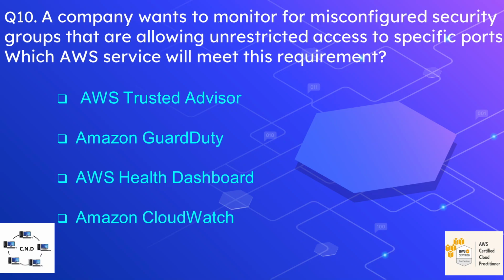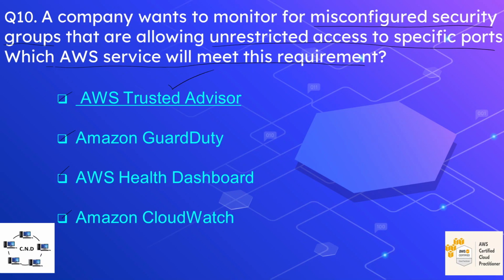Question number 10 is: a company wants to monitor for misconfigured security groups that are allowing unrestricted access to specific ports. Which AWS service will meet this requirement? So we have to monitor the misconfigured security groups, and how can we do that? The options are A. AWS Trusted Advisor, B. Amazon GuardDuty, C. AWS Health Dashboard, and D. Amazon CloudWatch. And the correct option is AWS Trusted Advisor.